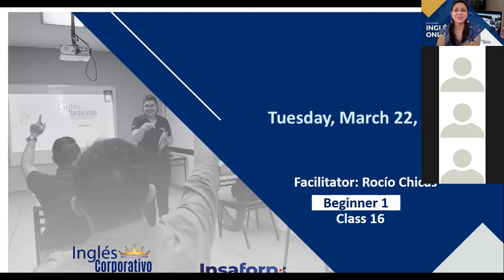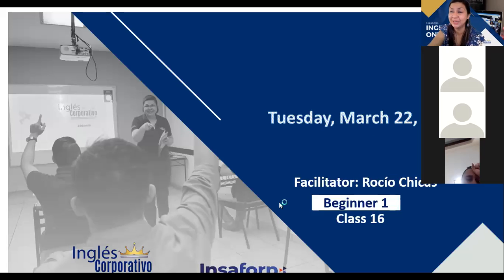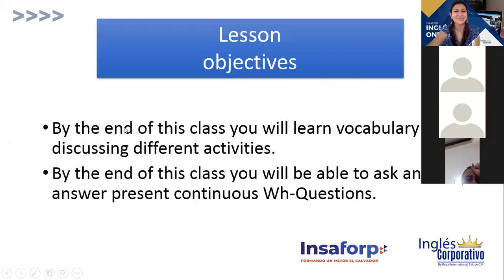Okay, so it's Tuesday, March 22nd. It's class number 16, which means it's the last class of module 1. Congratulations, everybody. You did it pretty well. You finished your course number 1. You are ready to go to course number 2. Number 2, yes, not number 3, not yet. And we have the objectives for this class.